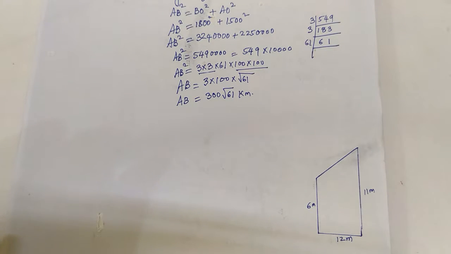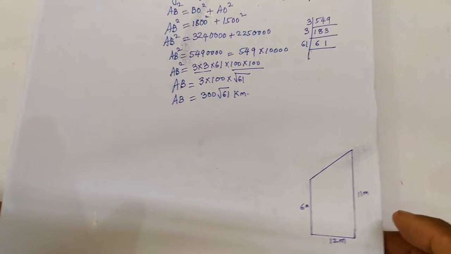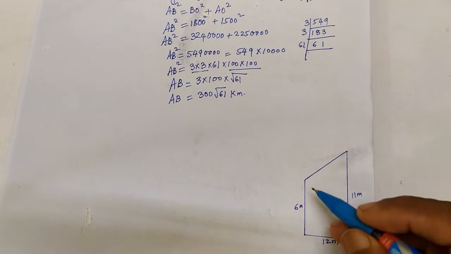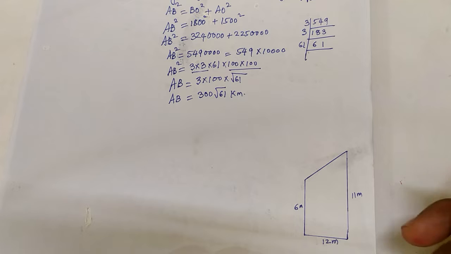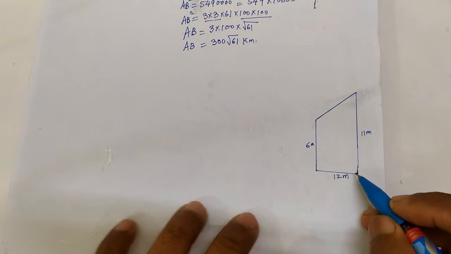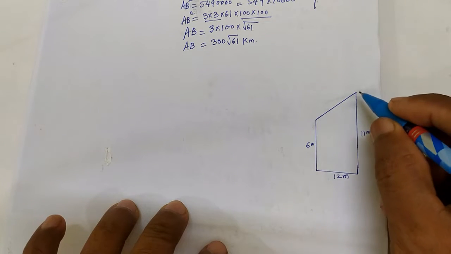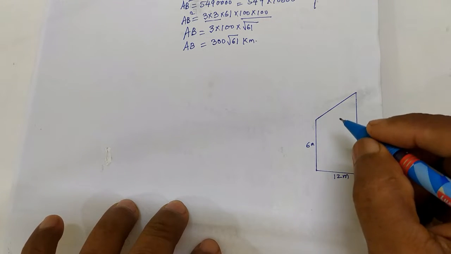We'll go on to the next problem. The 12th problem says, two poles of height 6 meters and 11 meters stand on a plain ground. If the distance between the two feet of the poles is 12 meters, find the distance between their tops. There are two poles, this is 6 meters and this is 11 meters. The distance between these two poles is 12 meters, and they have asked us to find the distance from here to here.